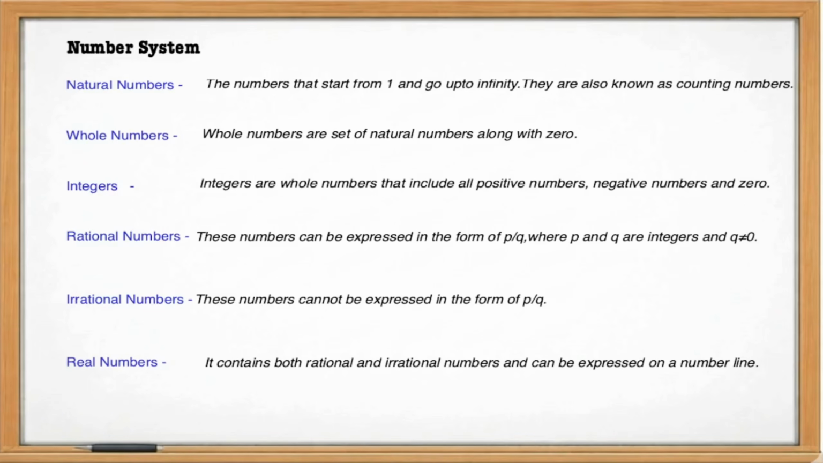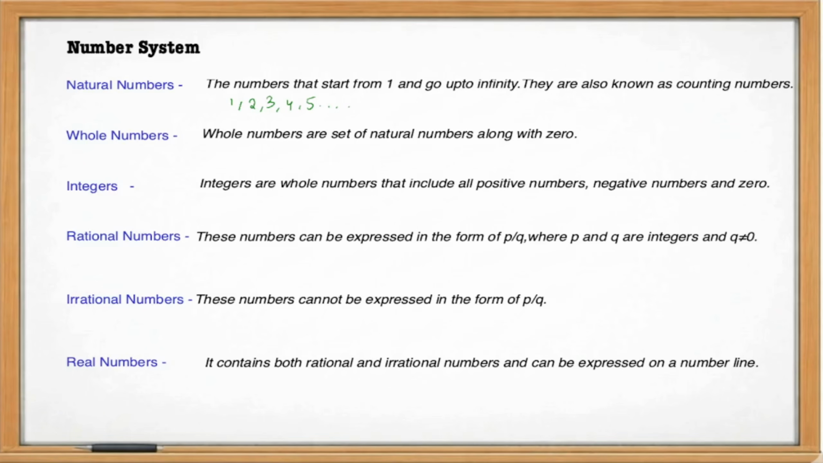First, let us discuss the different types of numbers. As you can see, natural numbers, whole numbers, integers, rational numbers, irrational numbers, real numbers. What are natural numbers? The numbers that start from 1 and go up to infinity. They are also known as counting numbers. That means 1, 2, 3, 4, 5 till infinity. This type of numbers are known as natural numbers. Okay, it will start with 1.